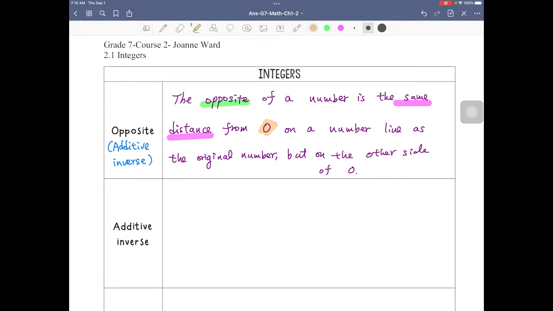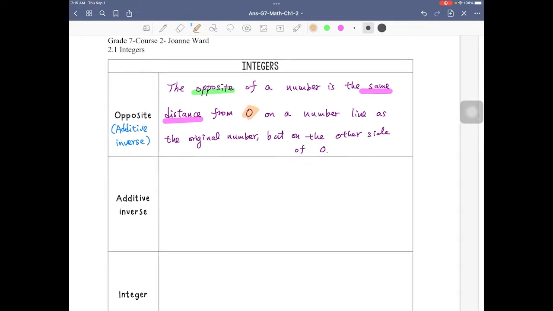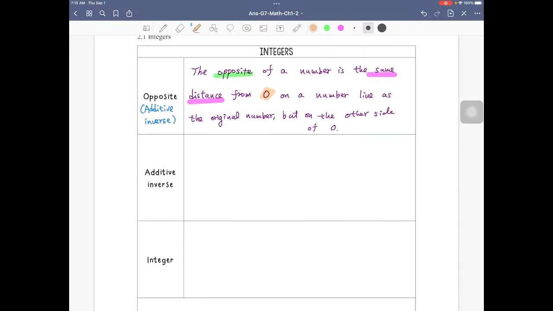So the opposite of the number has the same distance. So 0 serves as the point of reflection, or we can see it as a mirror on the 0. The opposite has the same distance as the original number. So if the original number is 8, then the opposite of 8 is negative 8.